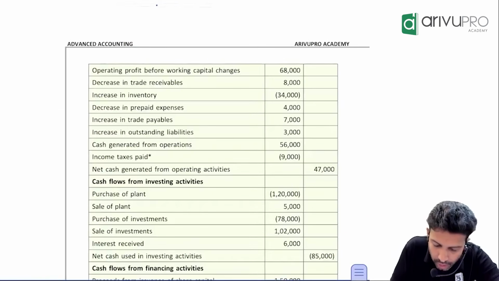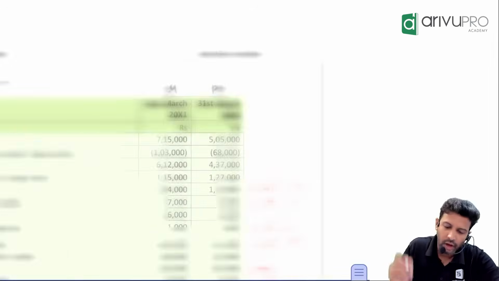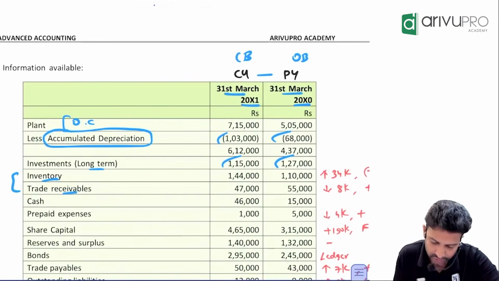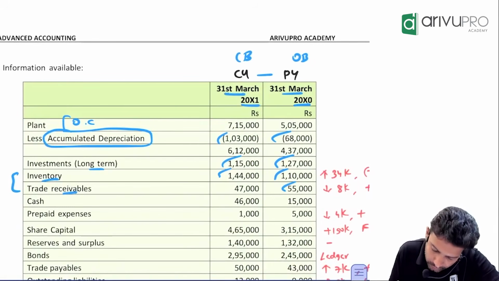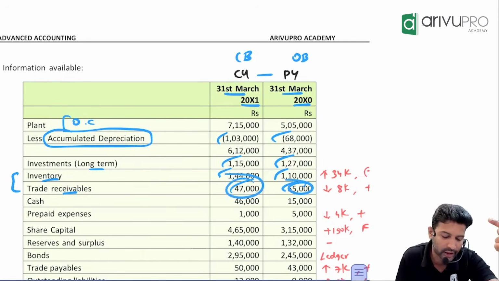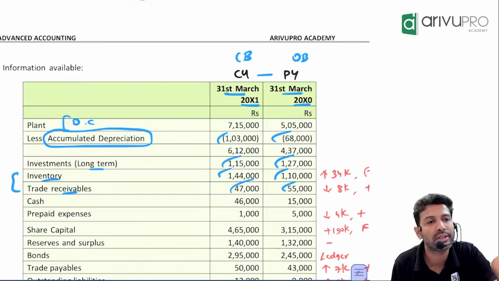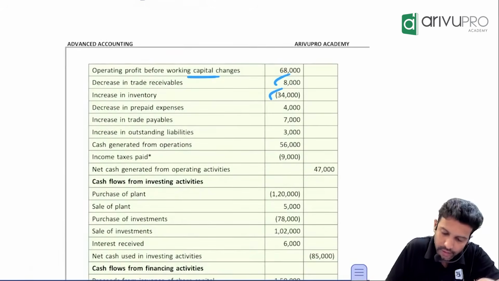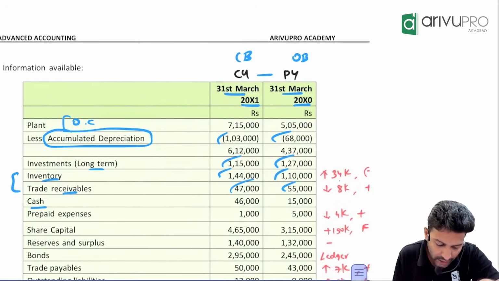Somewhere they would have put it. Here. How much did we get? 34 minus. Have they done? Yeah, here. Okay, next. Next is debtors. Opening 55, closing 47. Increasing or decreasing? 55 has become 47, so it has reduced by how much? 8,000. Decrease in current asset means add back. How much? 8,000. Done now? Yes, done.